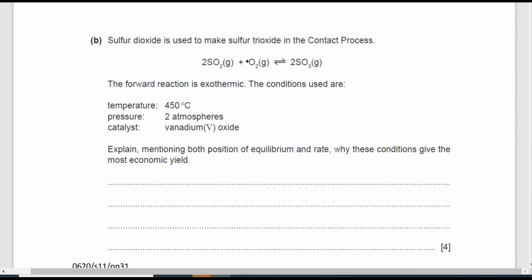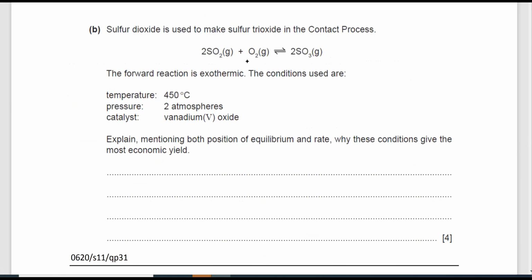The next one is the same thing over and over again. Everything is given. It's the same explanation: mentioning both position and rate, why these conditions give the most economic yield. If you increase pressure, the forward reaction is favored, same explanation. Remember this, it's going to be a big question in your paper as well. It's related to the contact or Haber process, and you would have to justify conditions the way we have justified them earlier. The forward is exothermic, so temperature should be decreased.